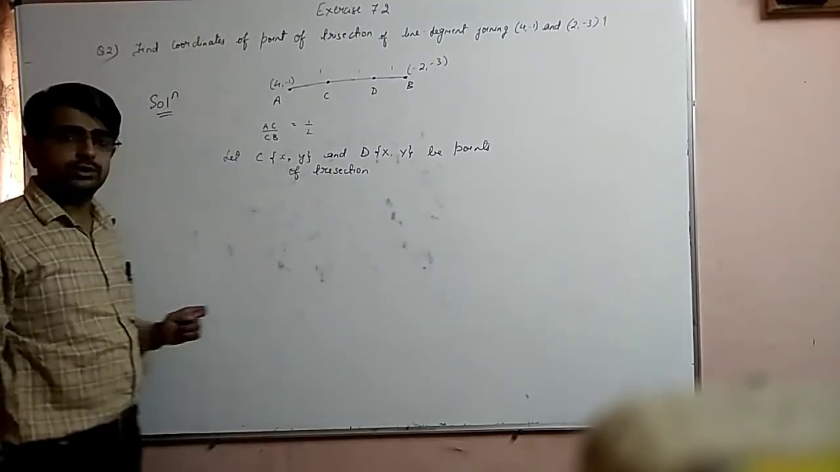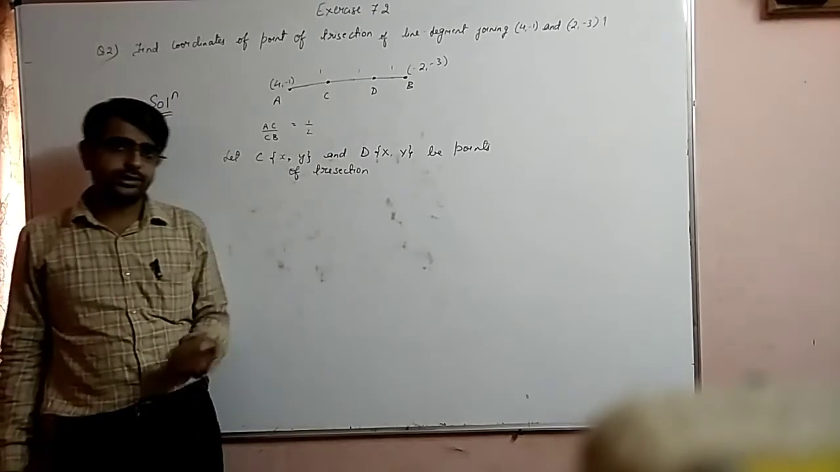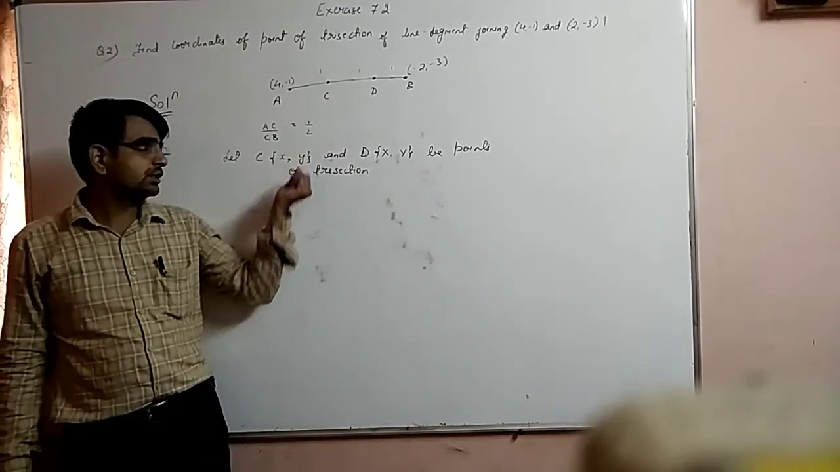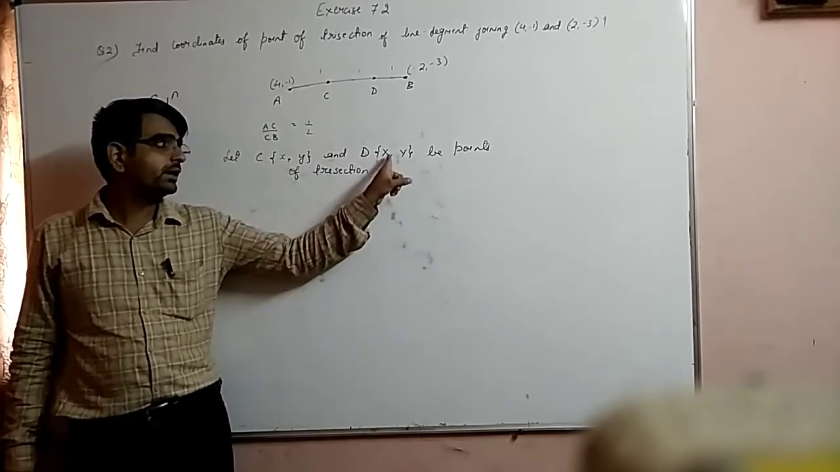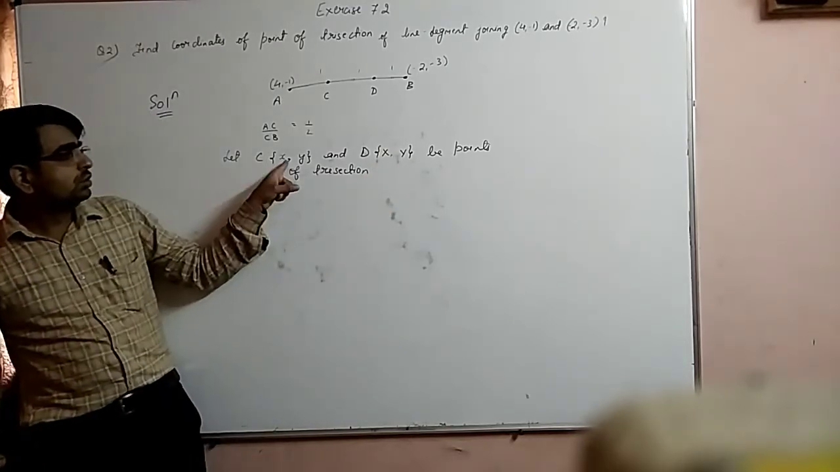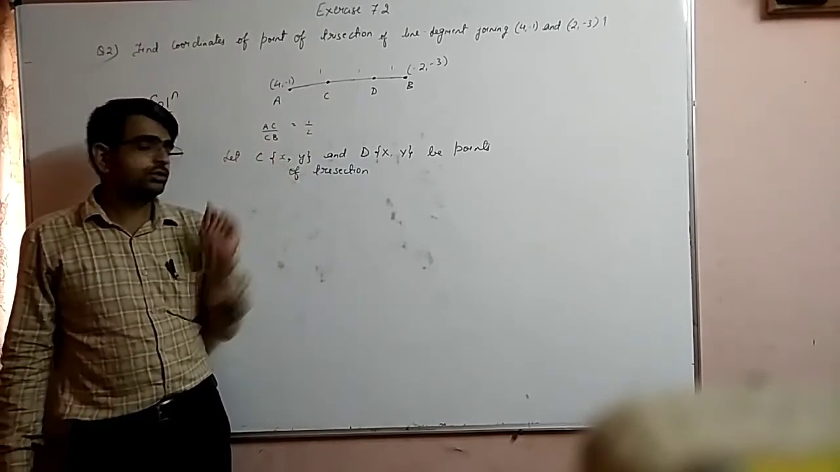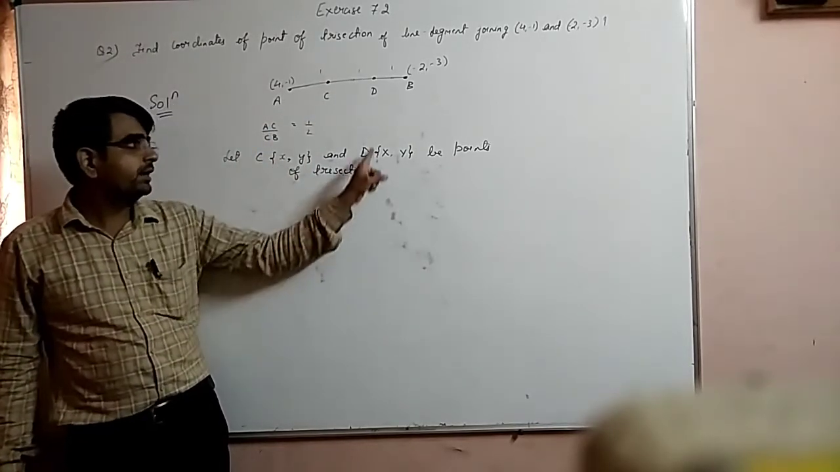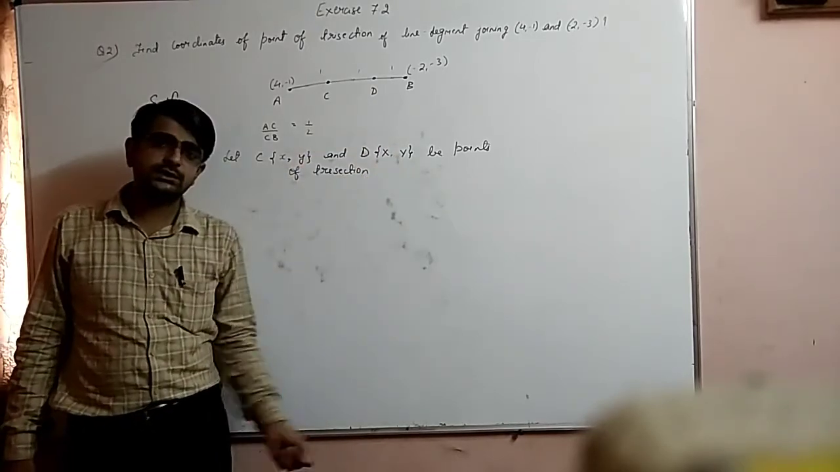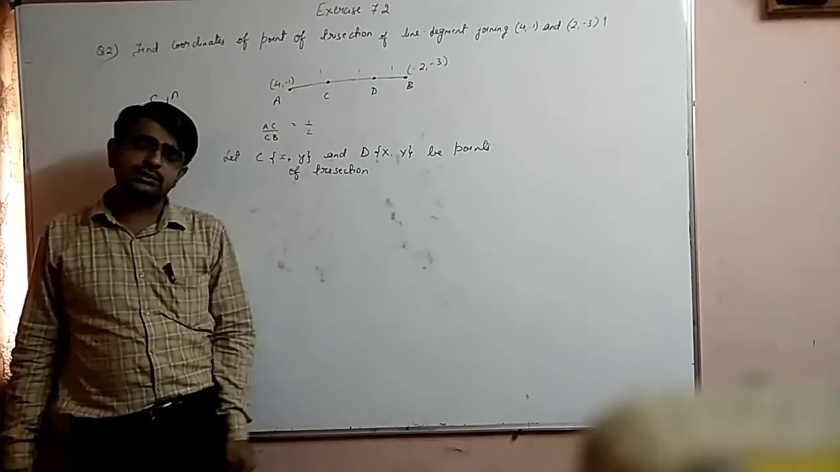What I have assumed, let's see (x, y). Don't get confused. Here I have used small x and small y, and here I have used capital X and capital Y. So the C point's coordinates I have assumed are (x, y), and the D point's coordinates are (X, Y), where D has capital X, capital Y.